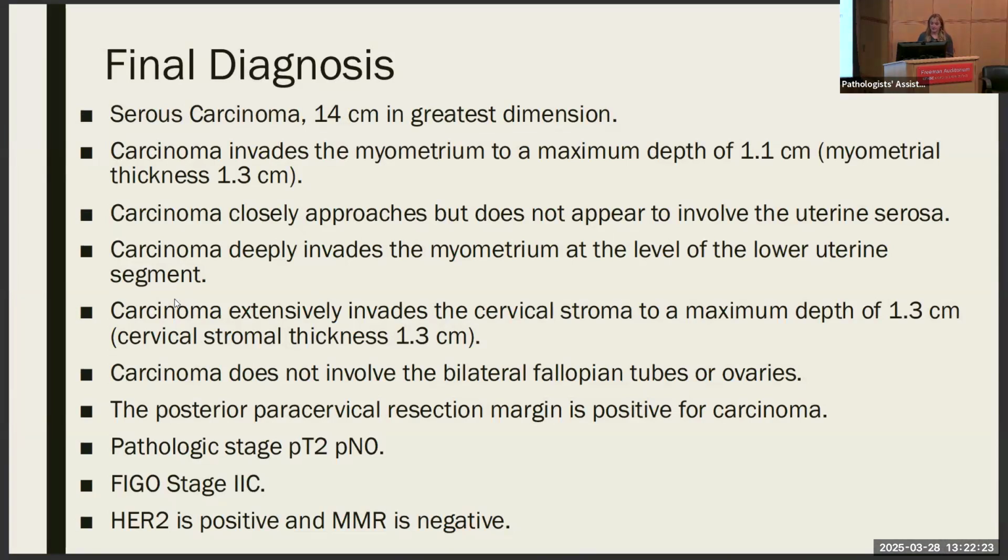The final diagnosis was serous carcinoma, 14 centimeters in greatest dimension. The carcinoma invaded the myometrium to a maximum depth of 1.1, where the total thickness was 1.3, so we're way over that 50%. The carcinoma closely approaches but does not appear to involve the uterine serosa. Carcinoma deeply invades the myometrium to the level of the lower uterine segment.